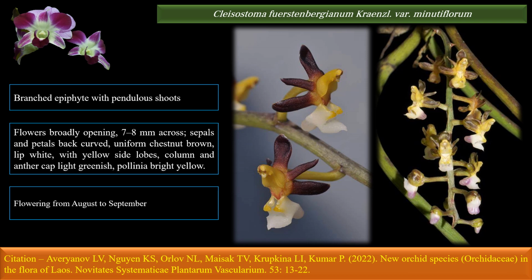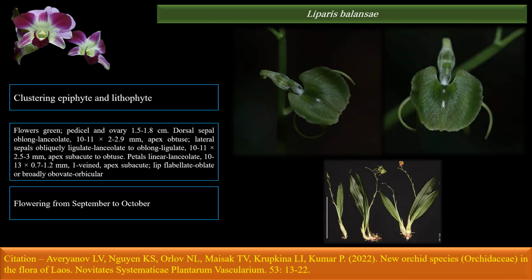Then move to our next one. So now come to our Liparis balansae. So Liparis balansae is a clustering epiphytic and lithophytic. The flowers are green, as you can see. The pedicels and ovaries are 1.5 to 1.8. Dorsal sepal oblong and lanceolate, apex obtuse, lateral sepals obliquely linguulate, lanceolate to oblong linguulate, and the petals are linear lanceolate, apex subacute.